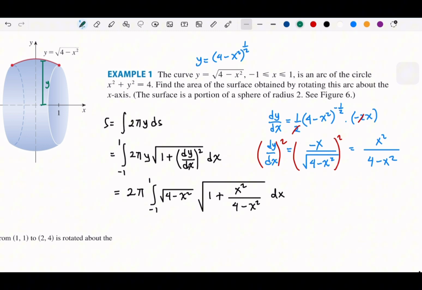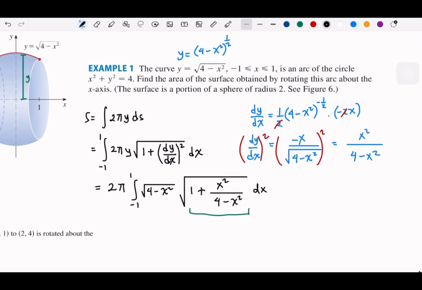Now we need to work on the algebra here, right? So let me write here 2 pi. Make bigger. So this will be 4 minus x squared plus x squared. So the x squared will be cancelled. Or let me just write 4 minus x squared plus x squared, right? And then the dx.